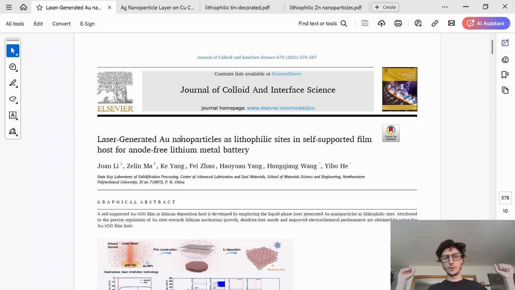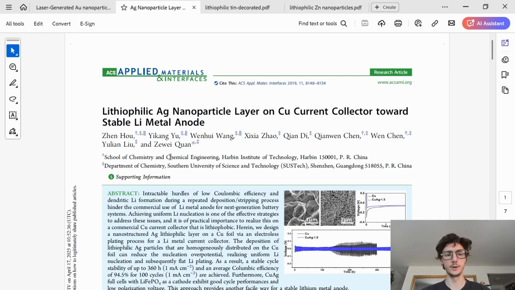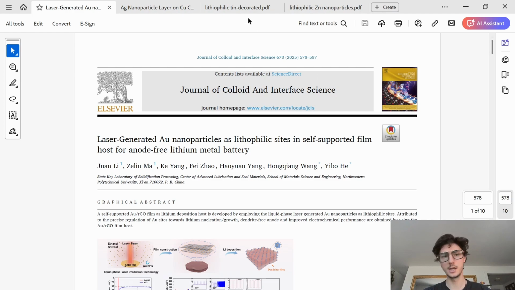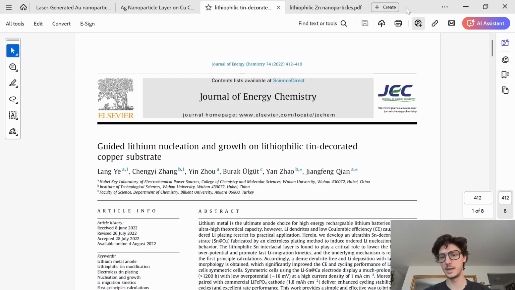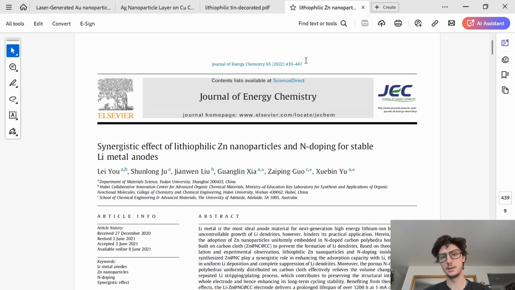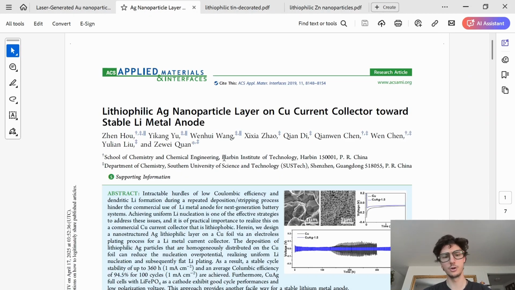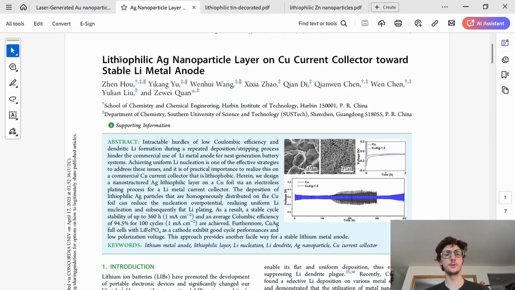Now that took a hot minute, but you know what? I think I'm going to crush through it. We're going to go through all of these. Let's go with the silver. Let's see how long this article is. This article has 7 pages. This last one was 10 pages. The tin one is 8 pages. And the zinc one is 9 pages. So not too bad. We're going to go through the same thing for this one.